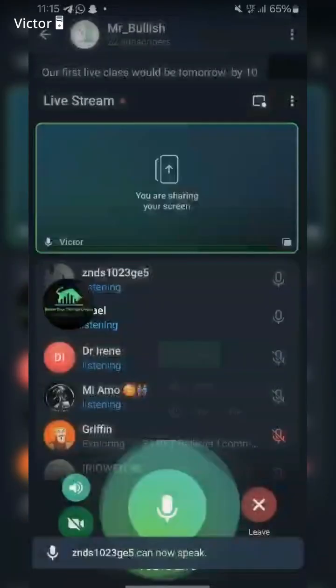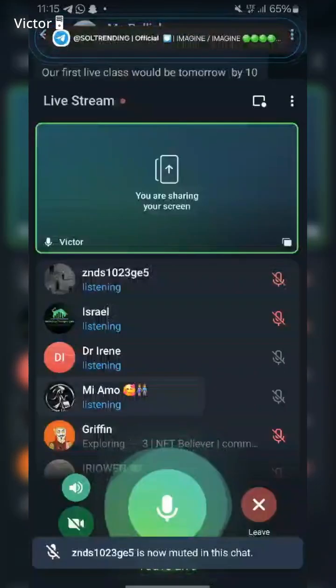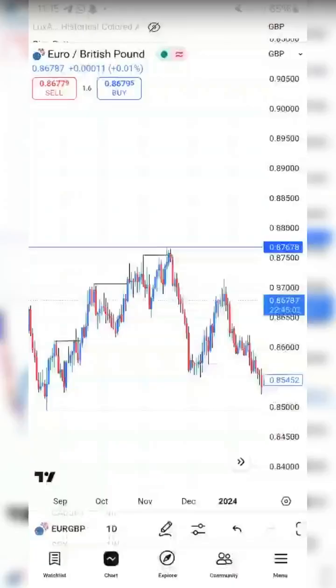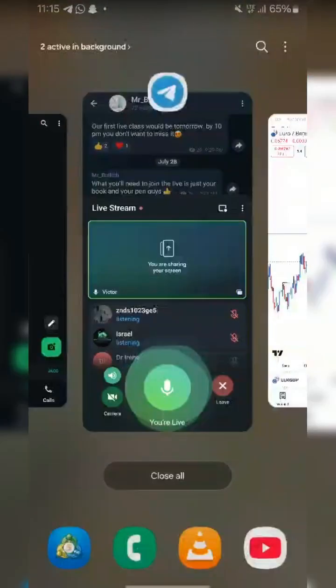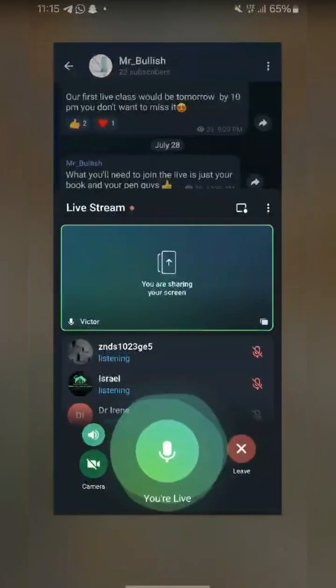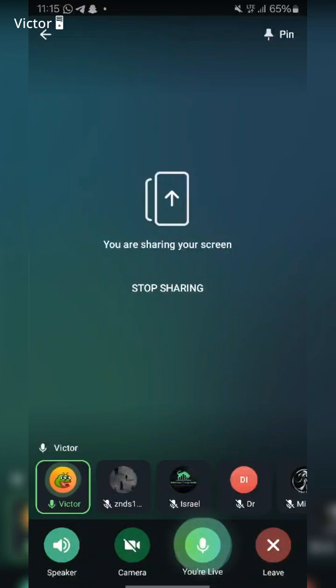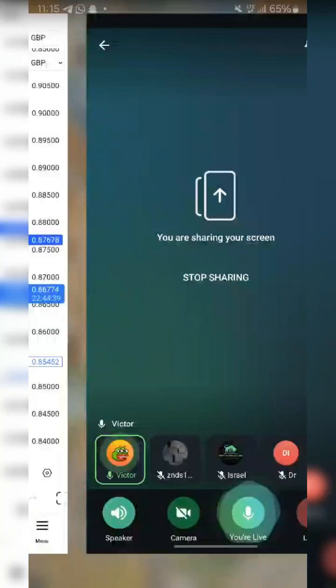Let me mute this mic so that there will be noise in the background. All right. So now, can you guys see my screen? Okay. Whatever you want to say, you just type it. I mute you guys so that it will be clear. Whatever you want to say, just type it on the group. You understand? Just type it on the group.